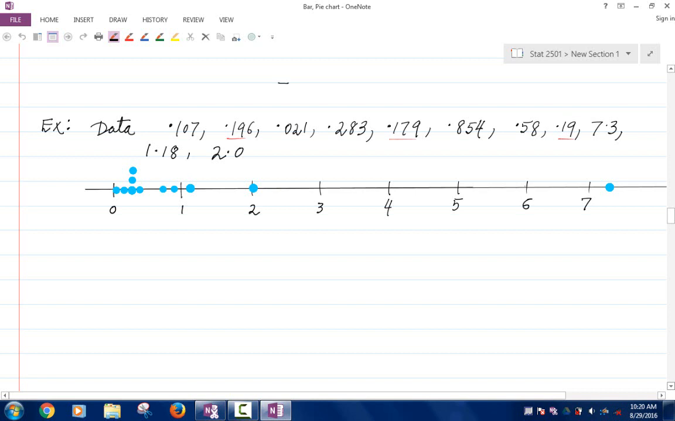So I guess what is the smallest one? 0.19. So I have the 0.19 here. That's the smallest one, and then 7.3 right here. 2 appears right here. Which one appears 3 times? Okay, why do I have 3 of them here? I think I have a typo. Yeah. You know what? I have to correct this.